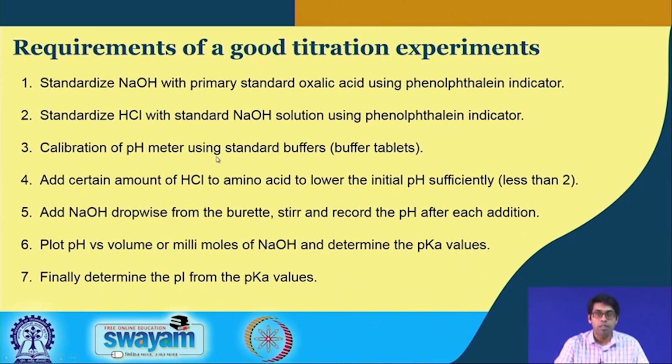The pH meter was calibrated using standard buffers that were provided. Again, this is very important, because if your pH meter is not calibrated, then your readings will not be very reliable. We used this standardized HCl to lower the pH of our amino acid to a value less than 2, and then we used sodium hydroxide from the burette, added it dropwise, stirred and recorded the pH at each titration point. I showed you the plot of pH versus millimoles of sodium hydroxide, and then I also showed you how we determine the pKa values, and once we know the two pKa values for glycine, we determine the pI from the pKa values.